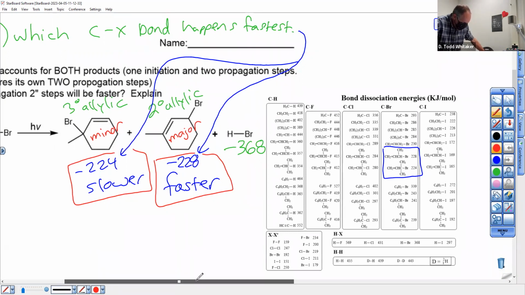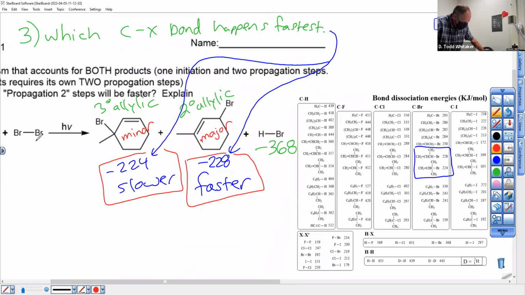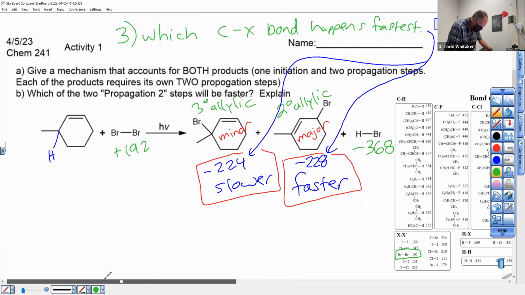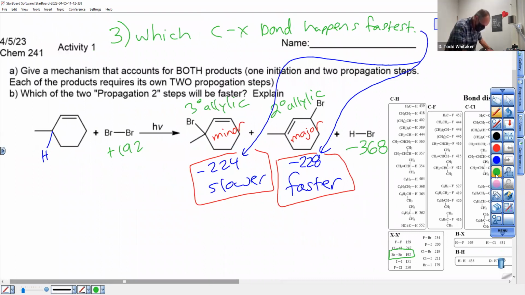Okay, what about BrBr? Oh, you're breaking that bond. So what's your sign? Positive. And it's 192. It's over here. And negative 368 was here. What else? We got, what about tertiary allylic CH? I've been doing this so many years, I think it's 354. And yes, it's this one here. We'll put it in red.